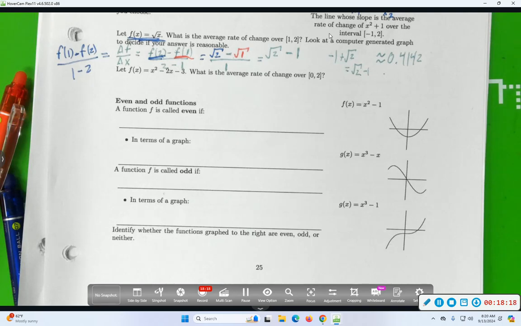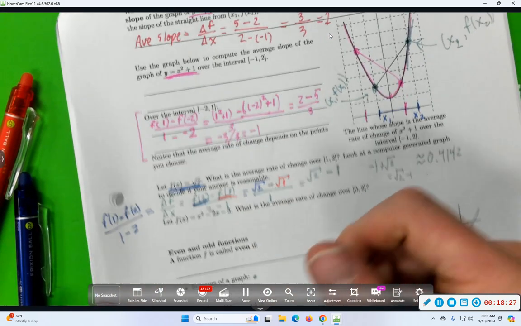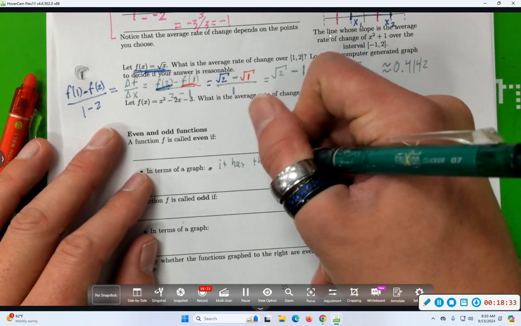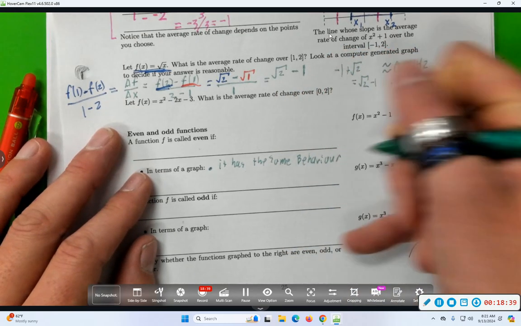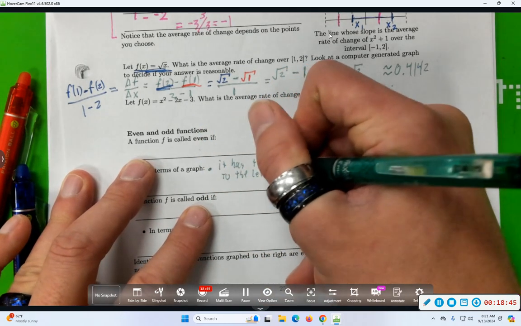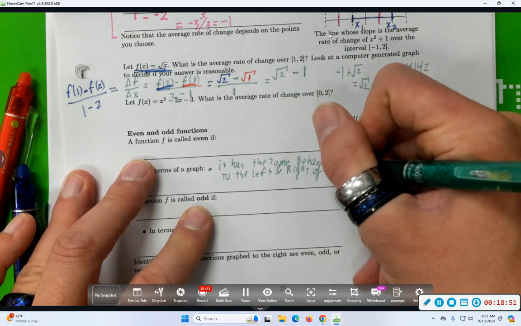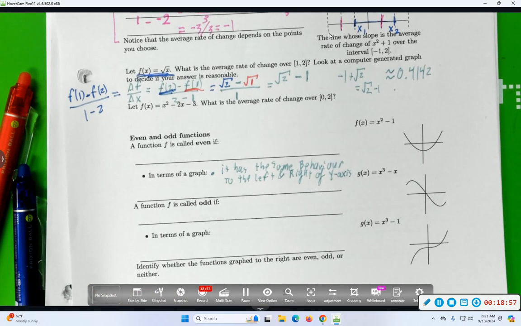That's okay. So, there's the informal thing. A function is called even if, well, that's in terms of the graph, so I'll put it under the graph. It has the same behavior to the left and right of the y-axis. I'm putting this above because I'm going to put another thing in this space too. So, there's some graphs off to the right.